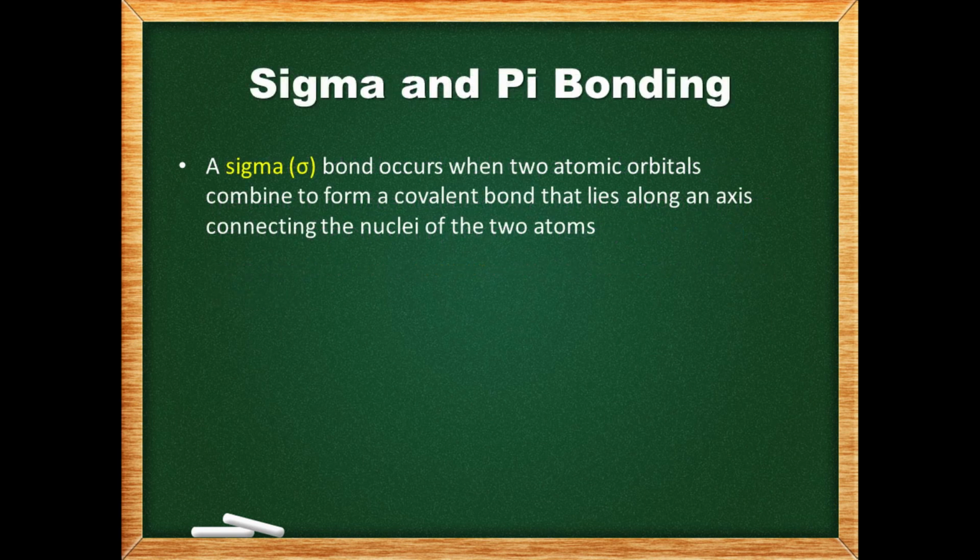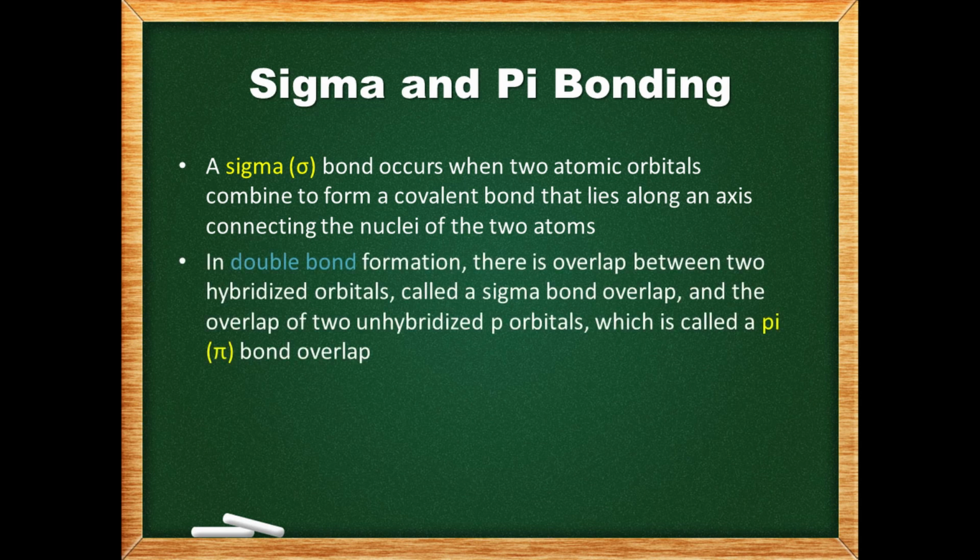There are more types of hybridization to discuss, but we must first turn to the situation that we have a double or triple bond. Single bonds, such as those in methane, are known as sigma bonds. In brackets here we have the lowercase Greek letter sigma. This type of bond occurs when 2 atomic orbitals combine to form a covalent bond that lies along an axis connecting the nuclei of the 2 atoms. If you don't understand the statement about the axis yet, don't worry. We'll look at an illustration to clear things up soon.